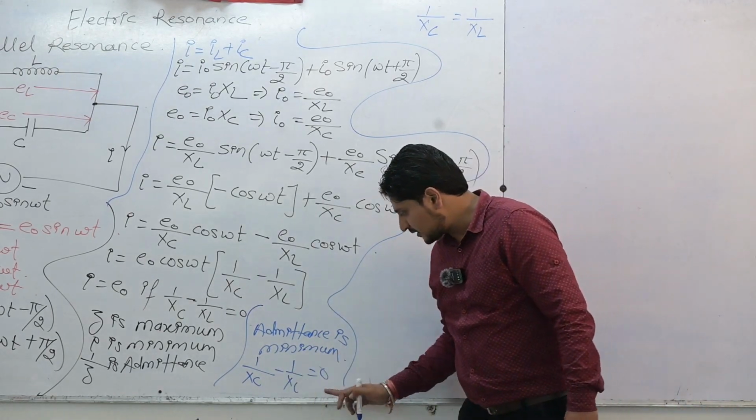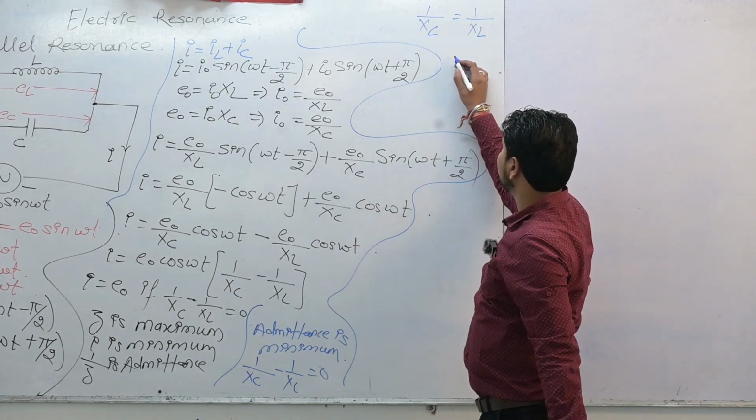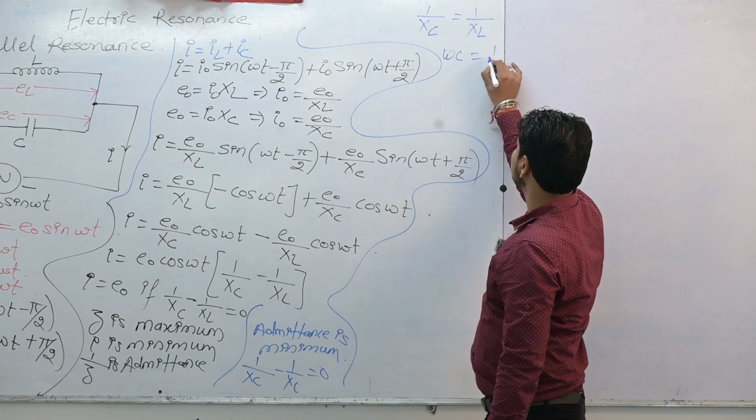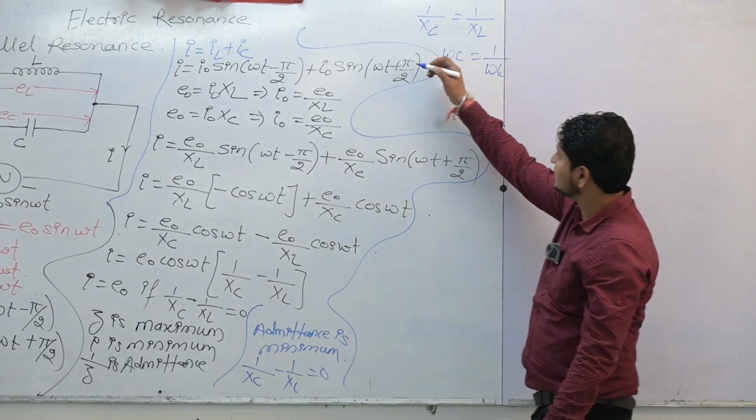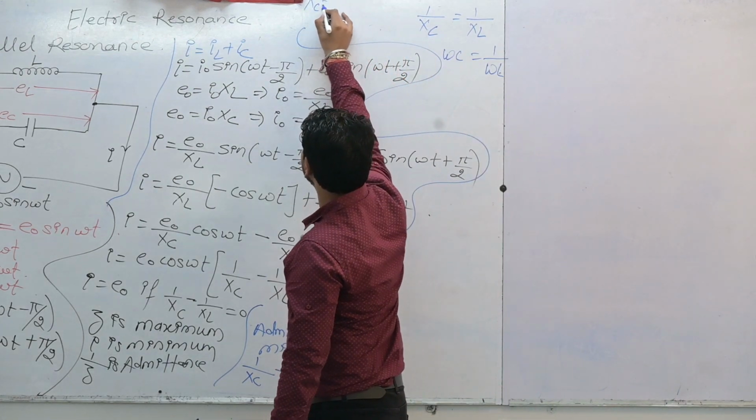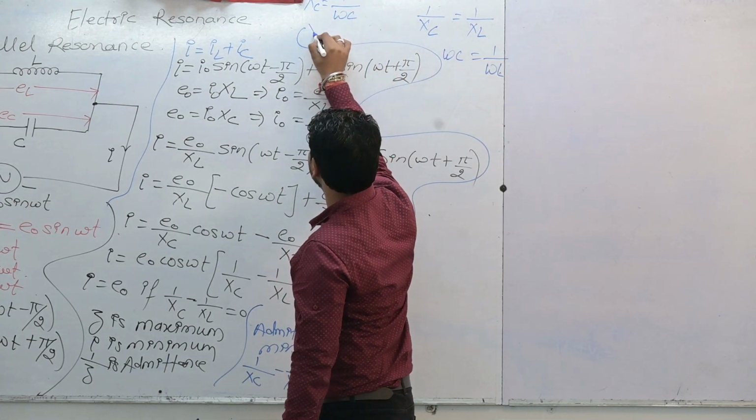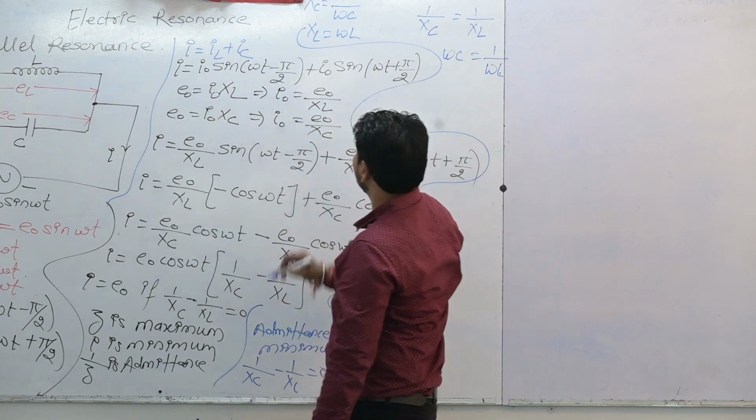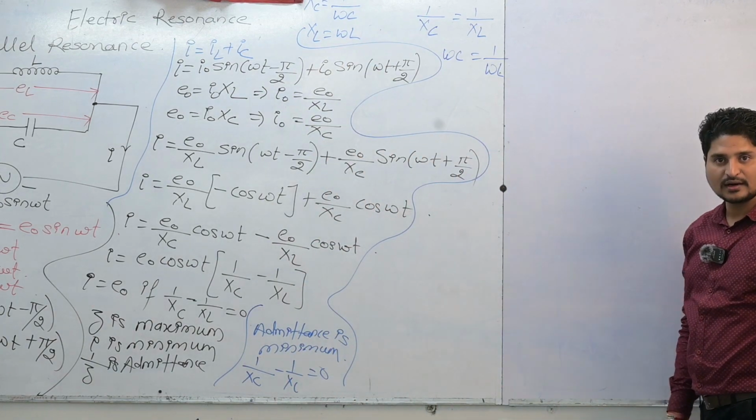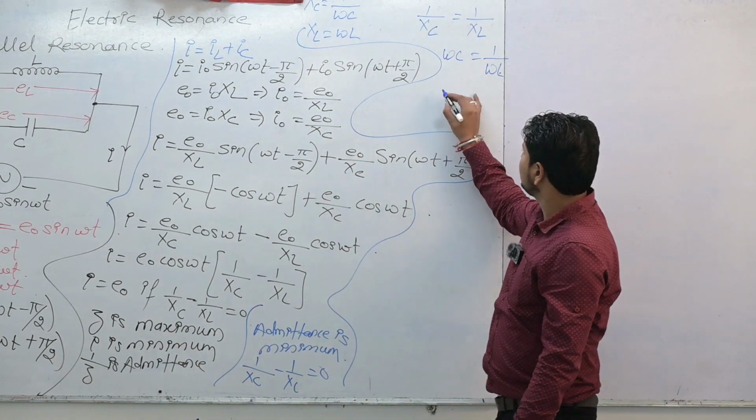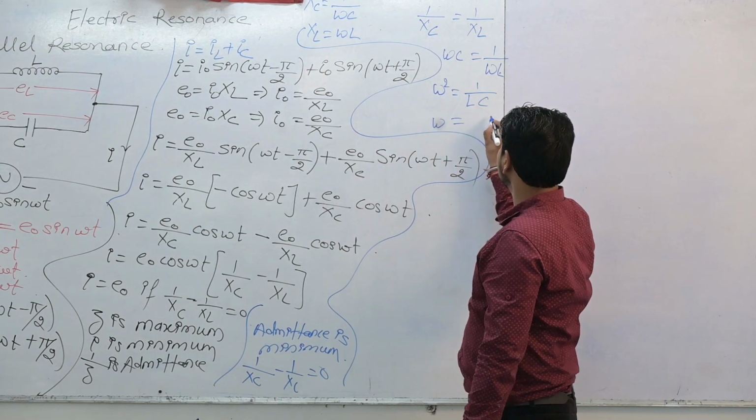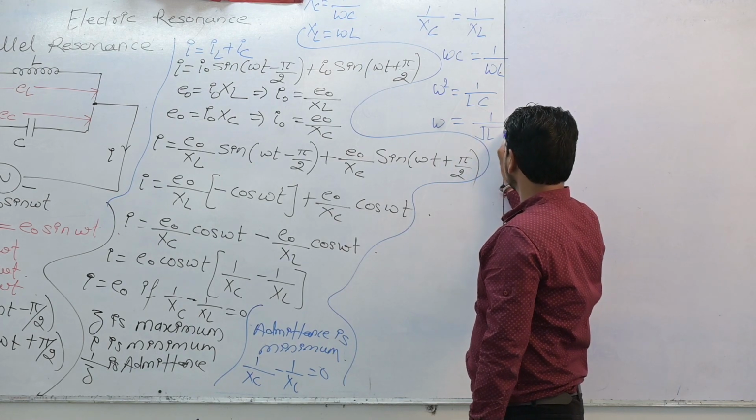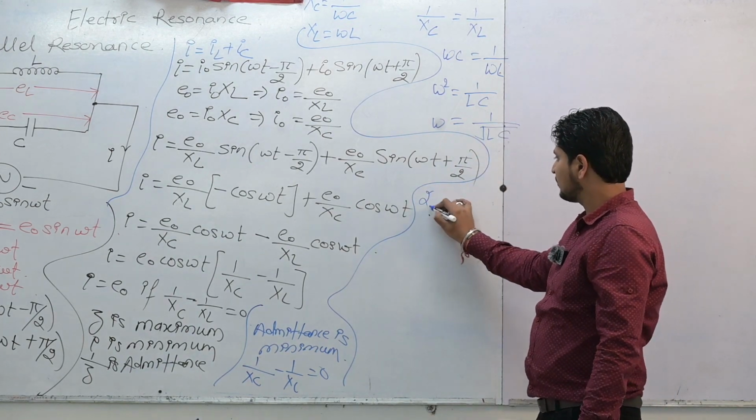The minus term comes to the other side and becomes plus. So again 1 upon XC, so omega C is equal to 1 upon omega L. Because the value of XC should be 1 upon omega C and XL is equal to omega L, these are the capacitive reactance and the inductive reactance. So from this equation, omega squared is equal to 1 upon LC, so omega is equal to 1 upon under root of LC. Omega is nothing but your 2 pi f.